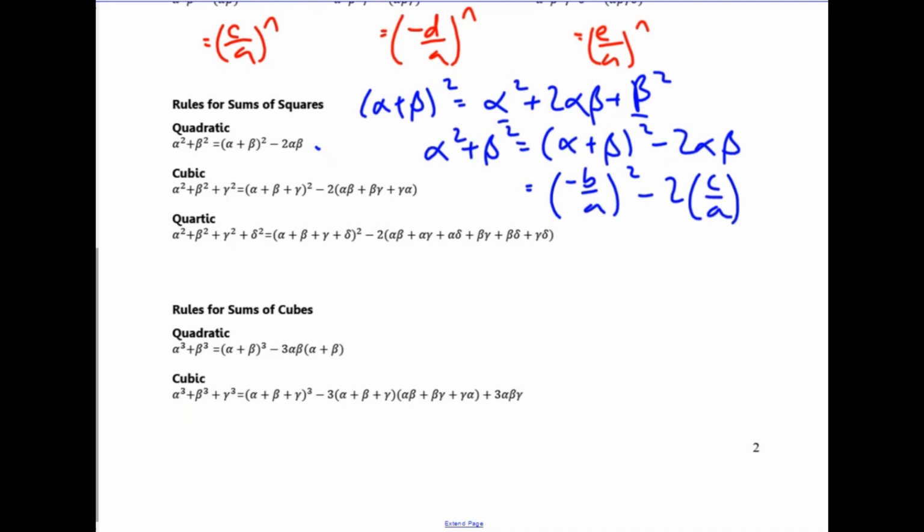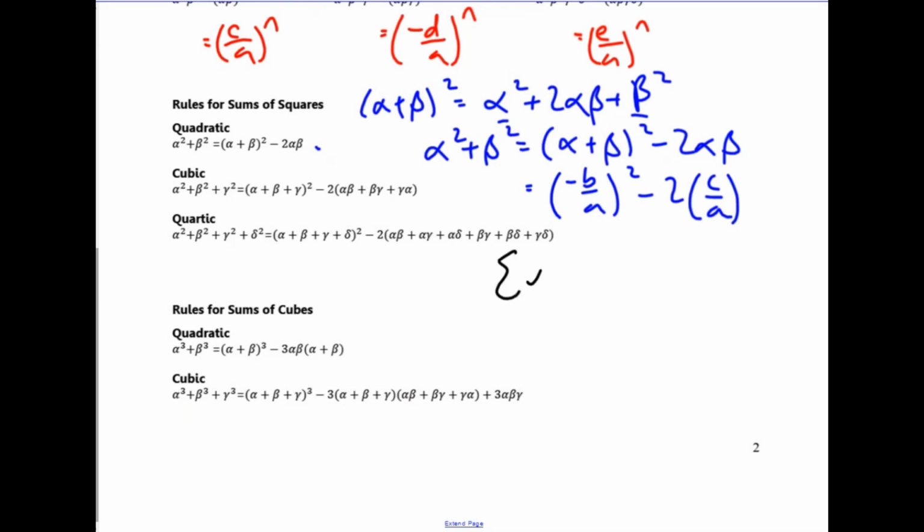And you've got the product of the roots of the quadratic, which is alpha beta, which is c over a. It turns out if you look at the rest of them, so for a cubic, you're doing alpha plus beta plus gamma squared. For a quartic, you get the same thing. So I'm going to summarize it like this.